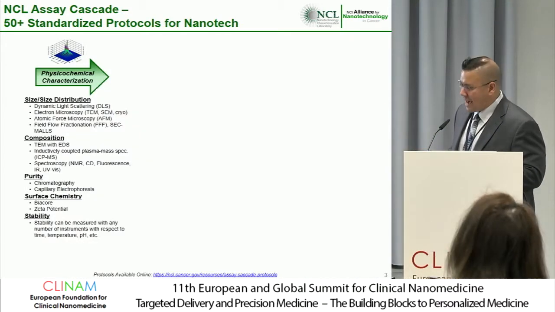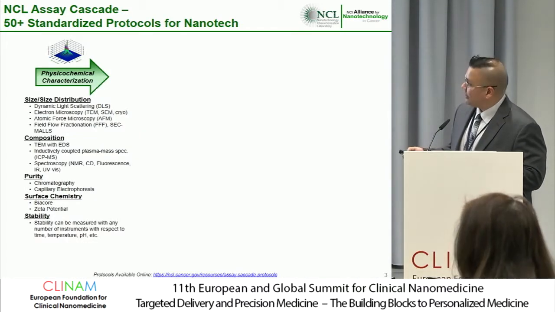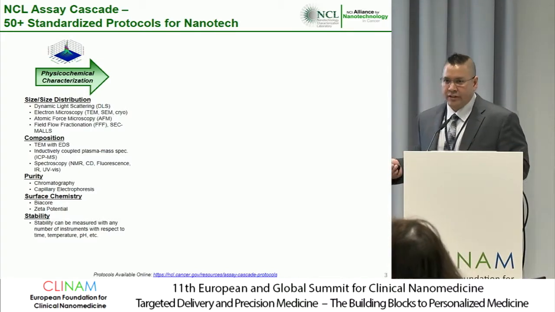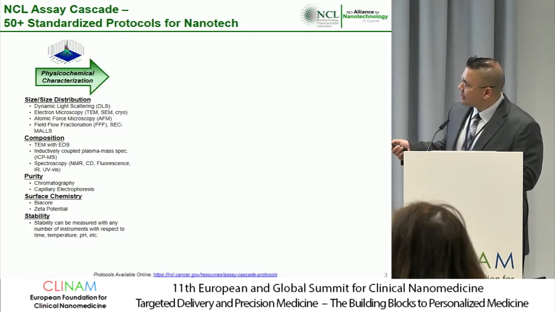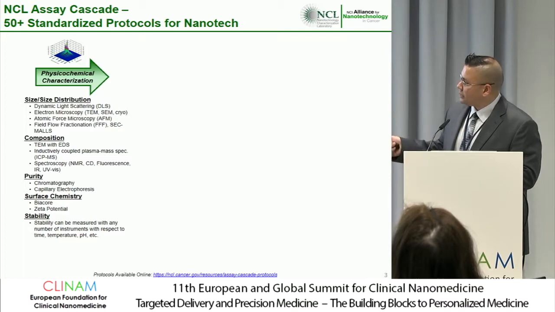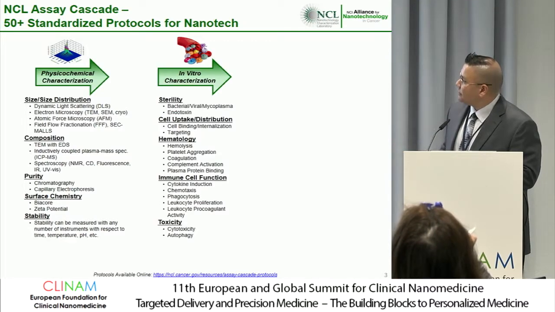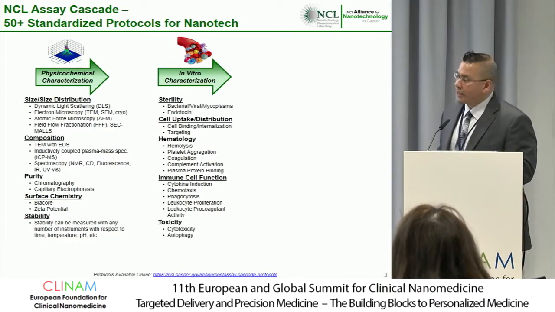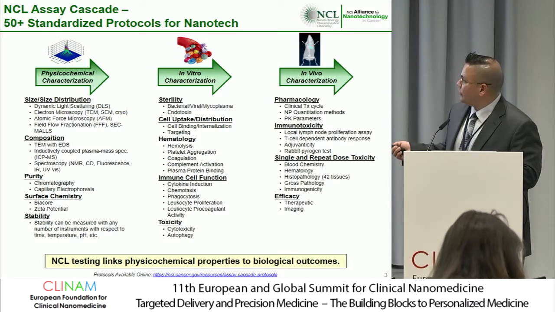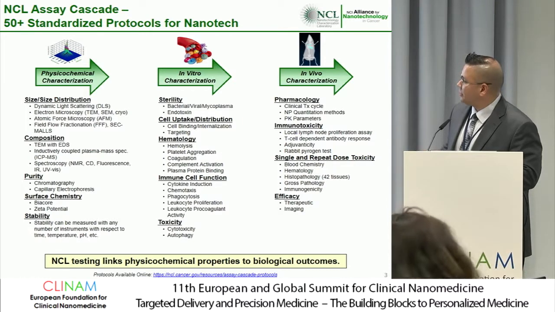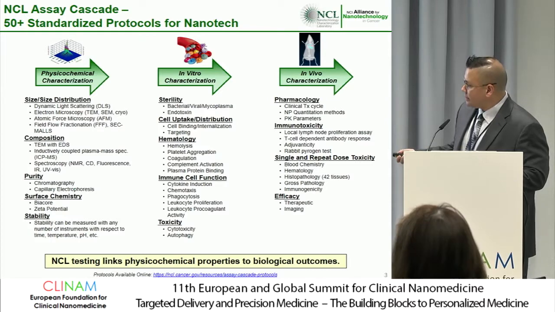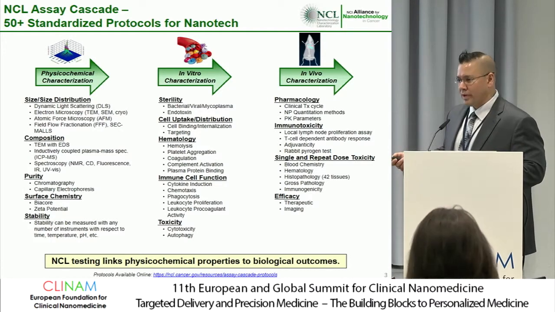Now, I mentioned this assay cascade. We have 3 tiers to this. There's PCC, of which I'm in charge of. And what I've listed here, and I won't go through this, basically is the parameters that we can look at, along with some of the techniques associated with each of these parameters. We also have an in vitro characterization. So we can look at sterility, hematology, toxicology, to name a few. And then in vivo, so this is your immunotox, your pharmacology experiments. And the idea behind this really is to link the PCC properties to some biological outcomes.